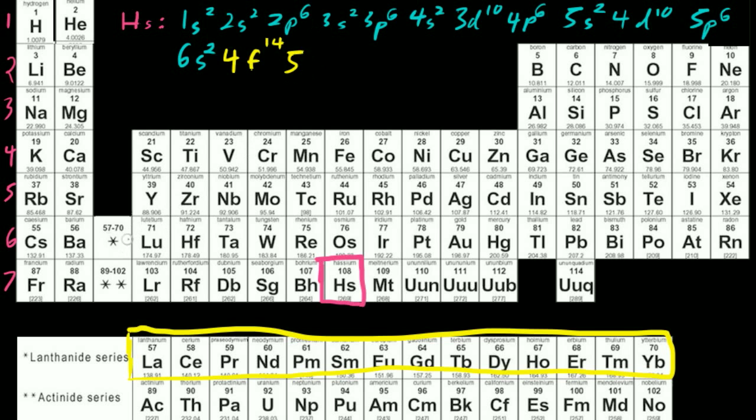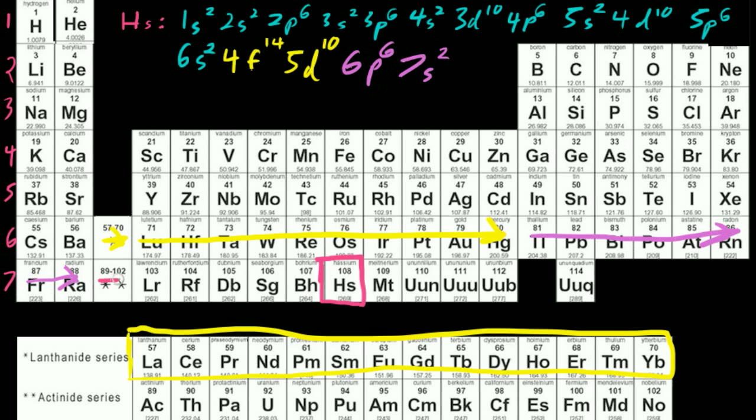So after we fill up 4f14, we've just filled up right here. So now we have to fill up all of these orbitals across our d block. So we're going to fill up 5d10. So we've gotten to that point. Now we have to fill up all the way across our p block. We're in the 6th period, so we say 6p6. Now we're on the 7s orbitals, so we're going to fill up 7s2.